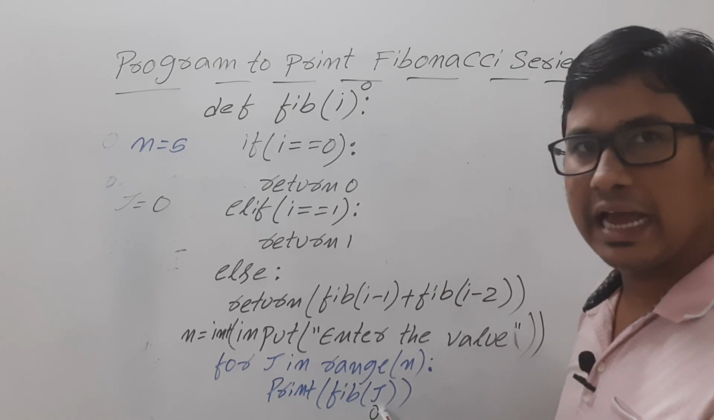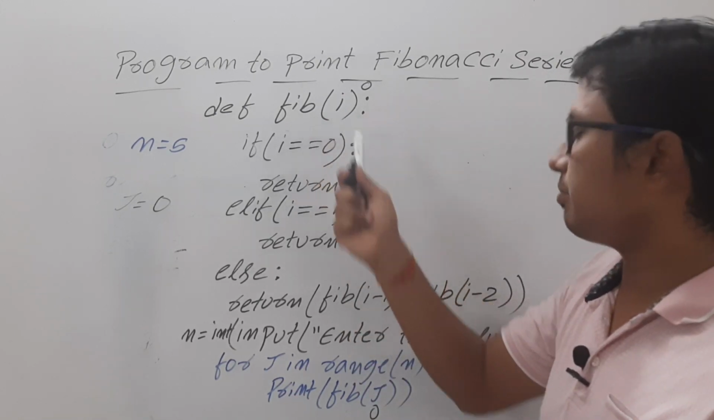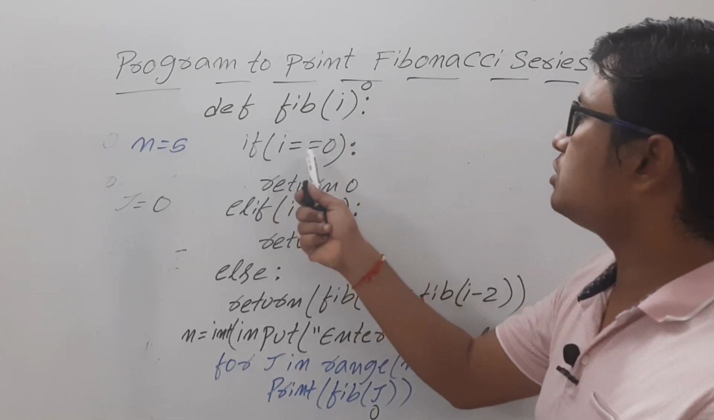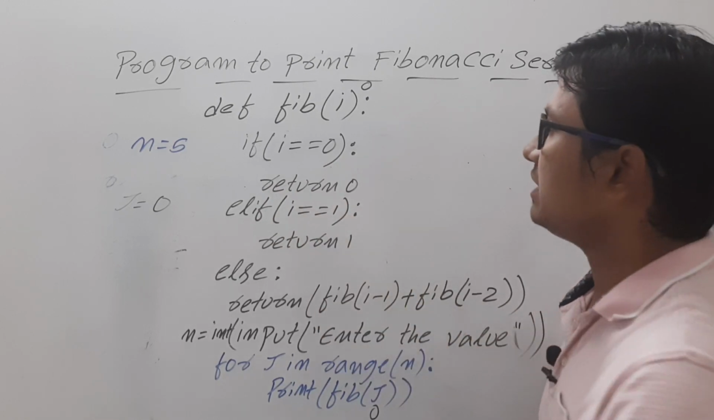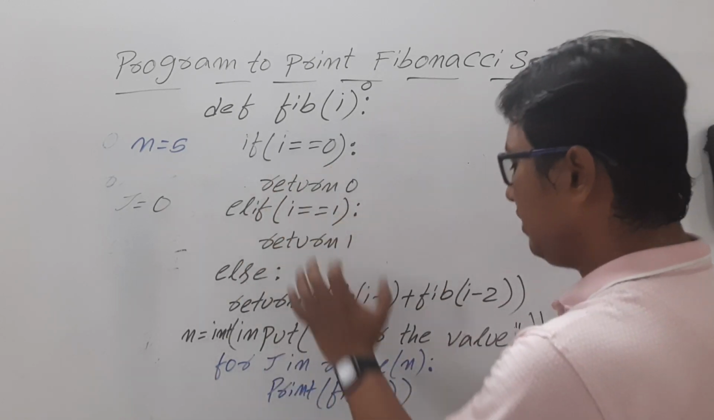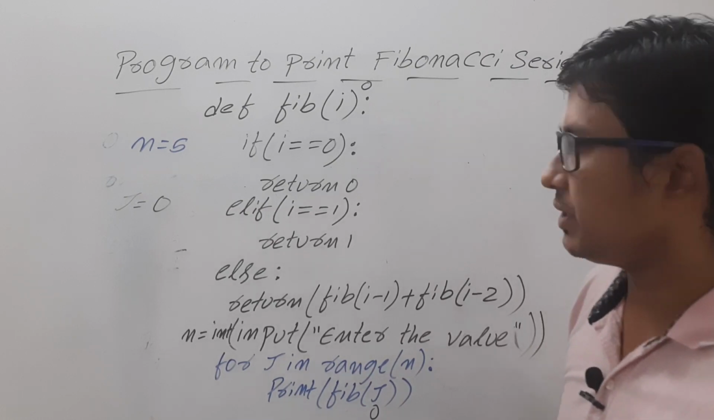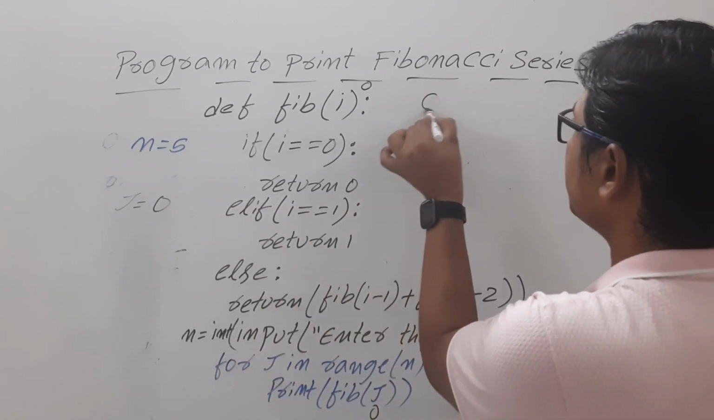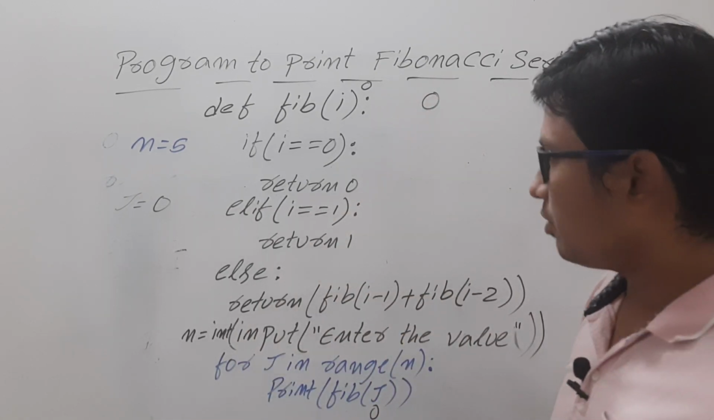So this is an actual parameter. This is a formal parameter. So now 0 is equal to 0 or not? Yes, this condition is true. So it will return 0. So that value will be printed. So you are getting the output as 0. Are you able to understand?